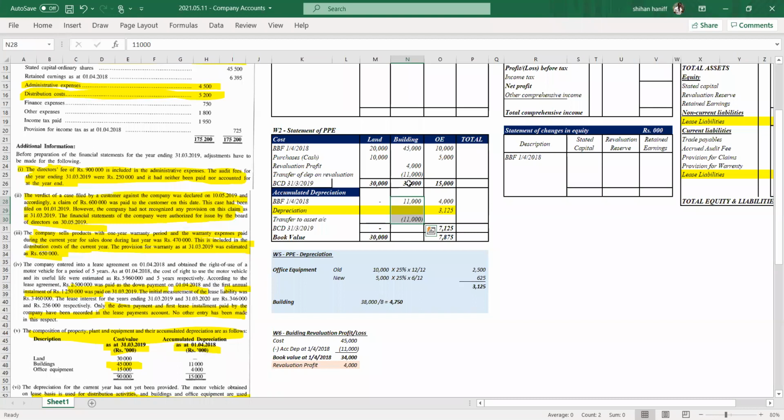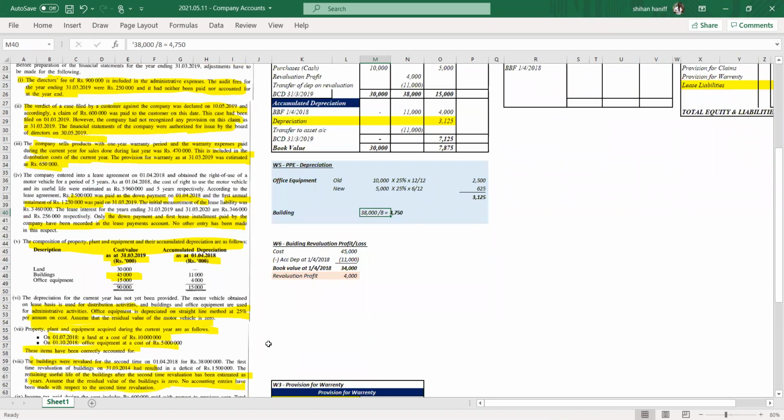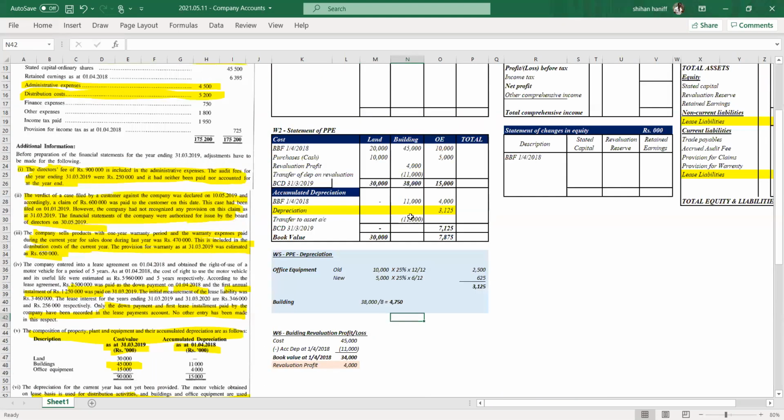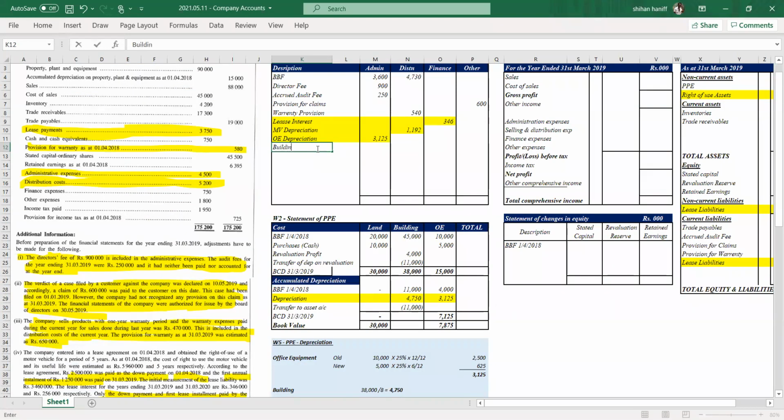After that, you have to depreciate for the revalued amount of 38,000. Here, that is why we have calculated 38,000, and the remaining useful life is 8 years. The remaining useful life of the building after the second revaluation has been estimated as 8 years. So now current year depreciation is only 4,750. So that is our building depreciation.